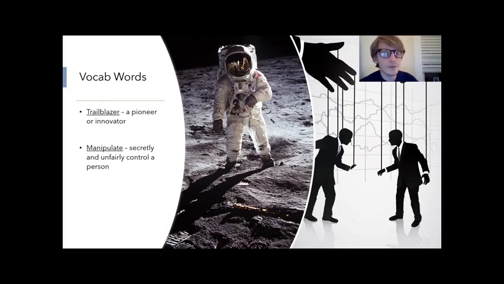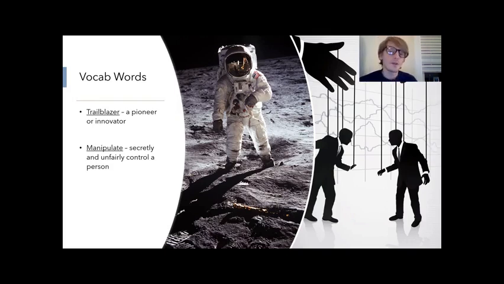All right, everyone, thank you for all your comments. Our second vocab word is manipulate. And we talked about this a little before break. And manipulate is when somebody tries to secretly and unfairly control somebody else. So this is a negative thing. It has a negative connotation.